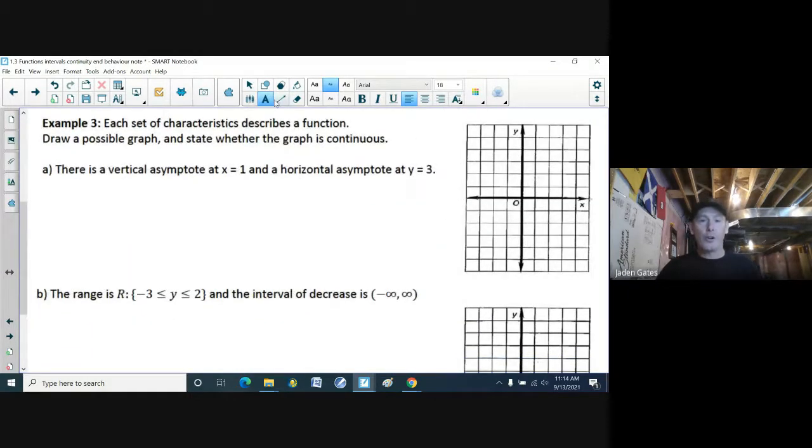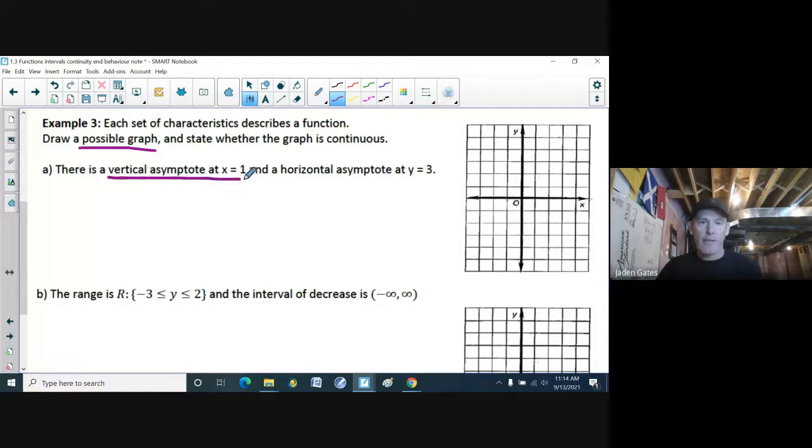We're going to describe a function in graph one. Random graph, all right? Each set of characteristics describes a function. Draw a possible graph, so there are many answers here, and state whether the graph is continuous. This graph has a vertical asymptote at x equals 1 and a horizontal asymptote at y equals 3. Wow, what does that mean?